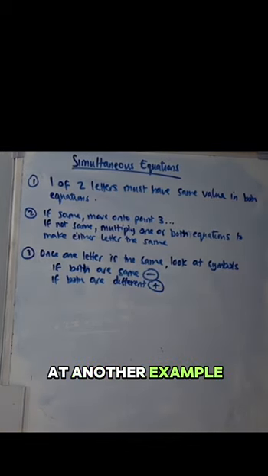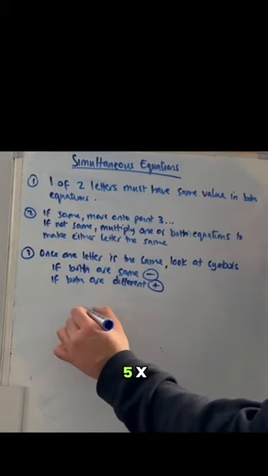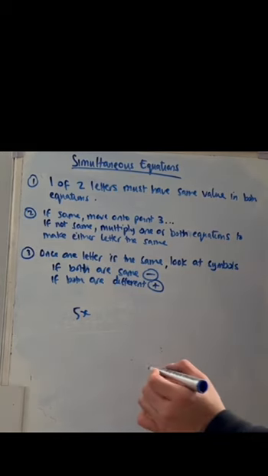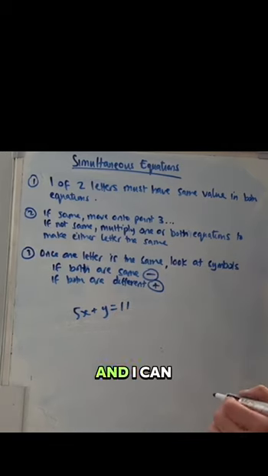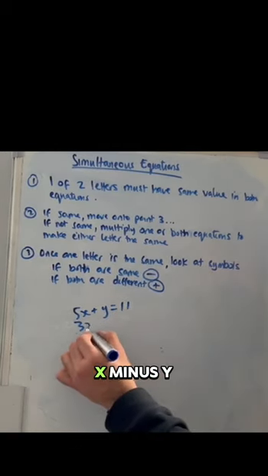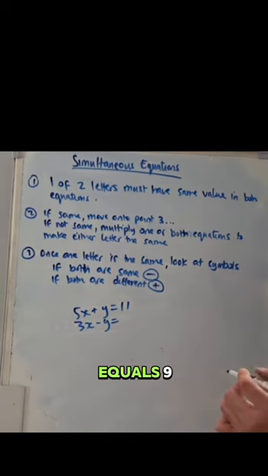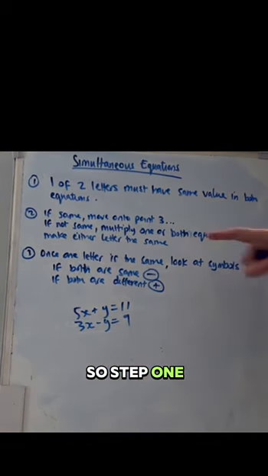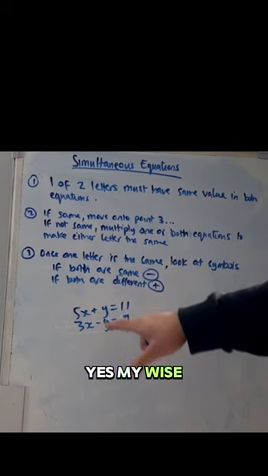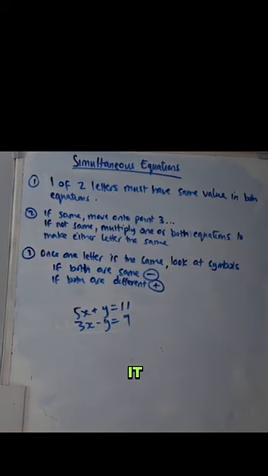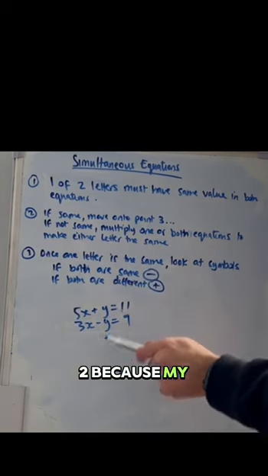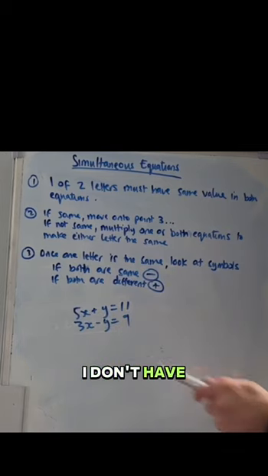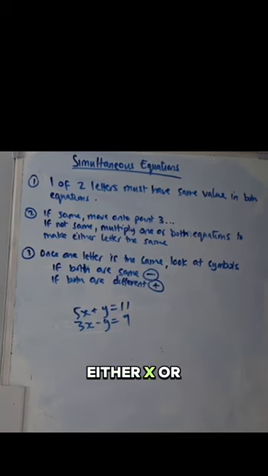Now another example where the letters are different: 5x plus y equals 11, and 3x minus y equals 9. Step 1: are the letters the same? Yes, my y's are the same, both have 1 in front of them. So that's number 1 ticked. I don't need step 2, because I only look at it if I don't have the same value in front of either the x's or y's.